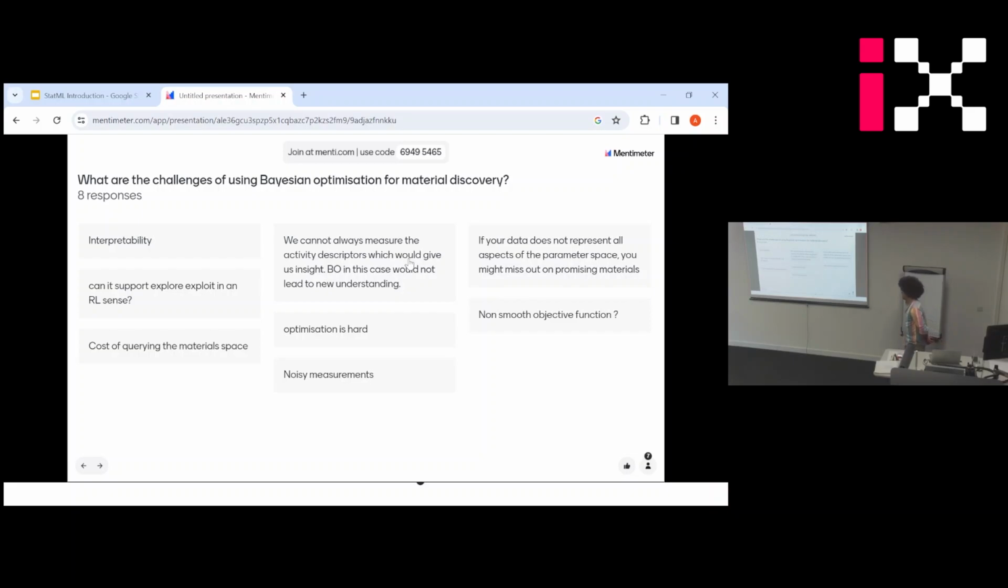Optimization is hard. Okay, how does that relate to Bayesian optimization in general? Is any optimization approach hard, or is optimization in the material space not something we should be considering? Noisy measurement, cost of querying the material space, non-smooth objective functions. Yes.